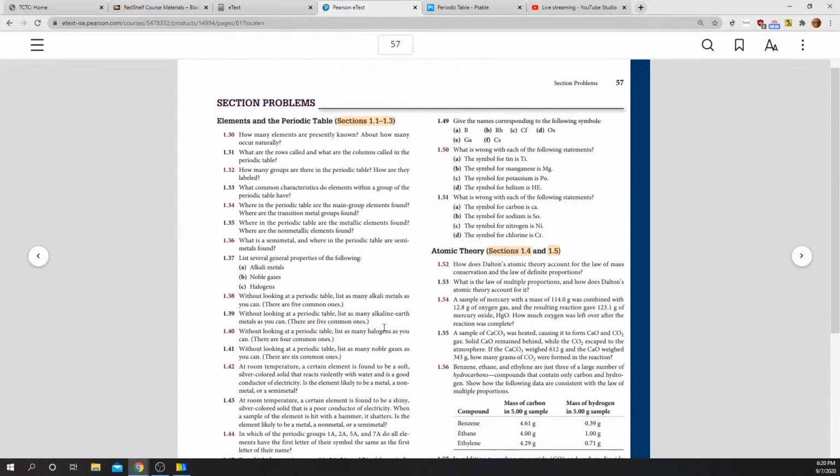Okay, after 48 comes 50. What is wrong with each of the following statements? The symbol for tin is not Ti. Ti is titanium. Tin is Sn. The symbol for manganese is not Mg. Mg is magnesium. Manganese is Mn. Potassium is K. Po is polonium, named for the nation of Poland in honor of Marie Curie. The symbol for helium is He, but it's a lowercase e, not a capital E. Okay.